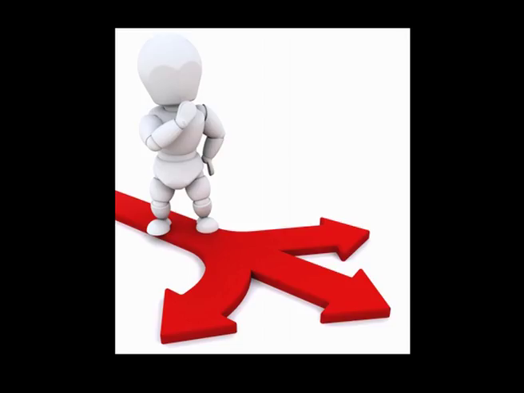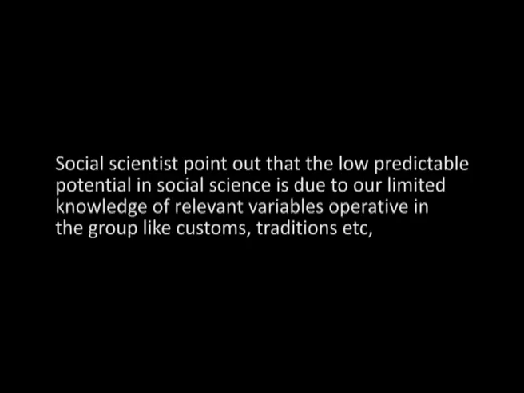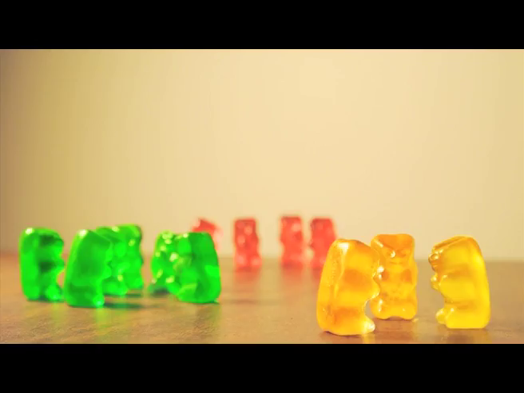Nature of social science research. In contrast to the physical sciences, the social sciences lack the power of exact prediction. This is attributed to the erratic, idiosyncratic, and irregular nature of human behavior. Social scientists point out that the low predictable potential in social science is due to our limited knowledge of relevant variables operative in the group, like customs, traditions, etc. The cause and effect are difficult to be segregated clearly.